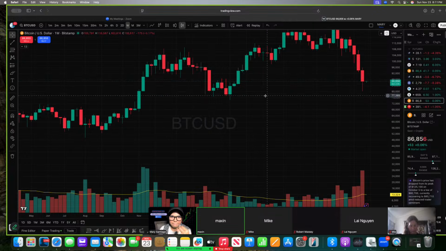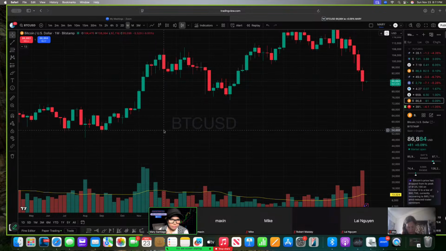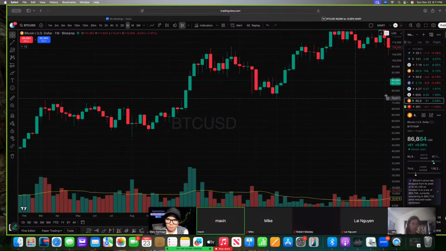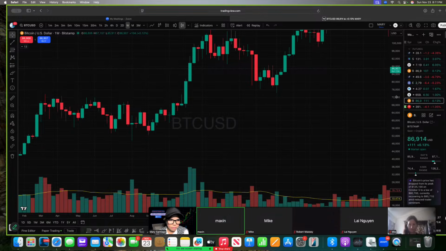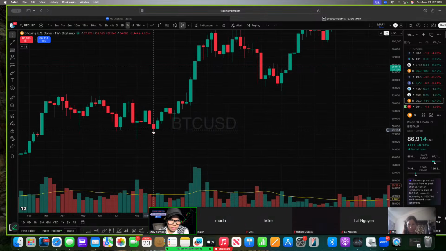Okay, understood. But in the example that you showed us, though, there was another red candle, and you stopped above that. So that was my question. I was wondering why you didn't take it all the way down to that last red candle, since that was the end of the pullback.